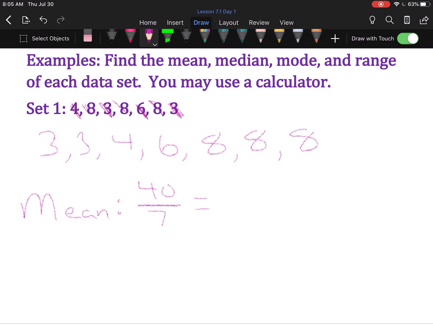We're allowed to use a calculator for that. And we're going to round it off to 1 decimal place. We're going to just say 5.7 and be done. It's a much longer decimal, but it's 5.7 when we round it.